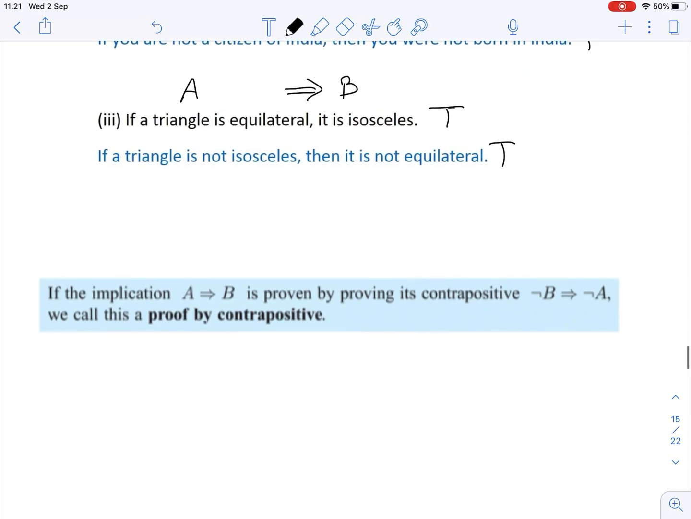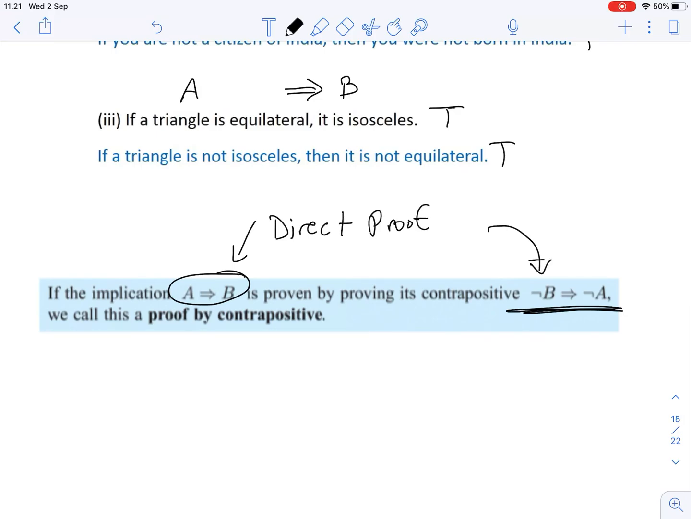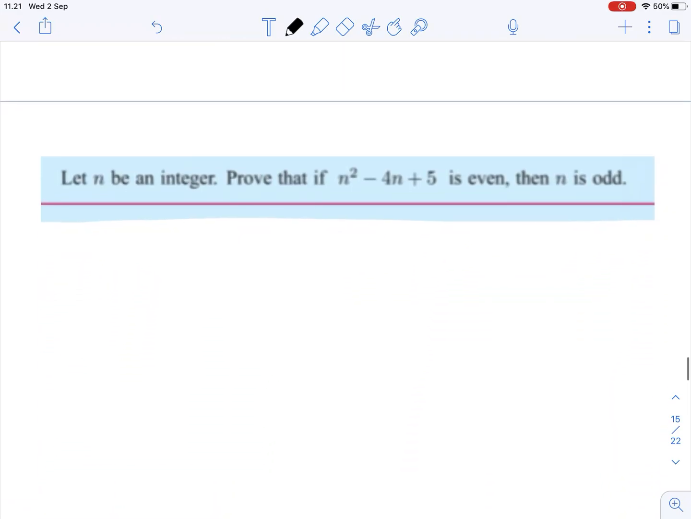So just to reiterate and summarize, if the implication A implies B is proven by proving its contrapositive, you can prove this statement using this knowledge. So if this is too hard to use a direct proof, you might try proving this statement using a contrapositive. Let's look at an example.